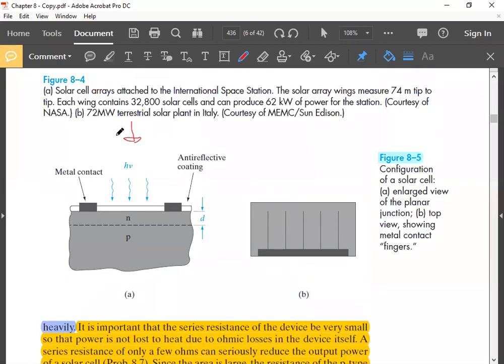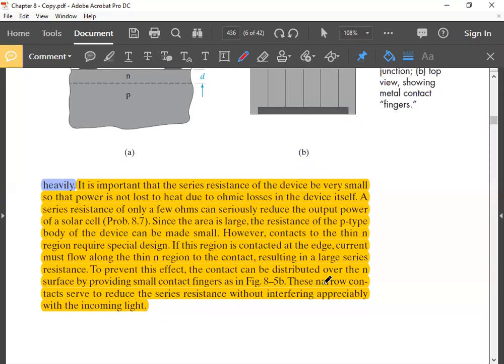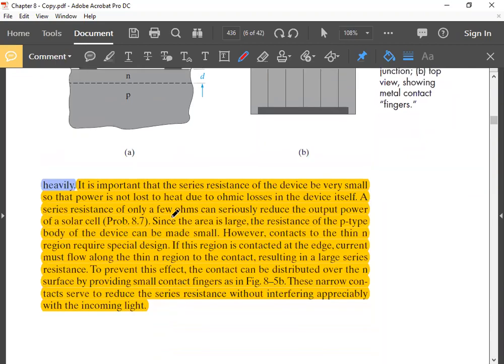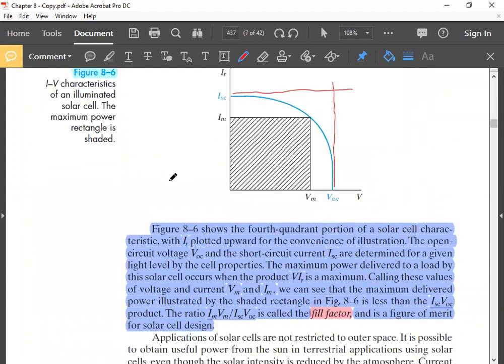This is the top view. This is the cross-sectional view, and if you look from this side, this is the top view. So these contacts are these contacts. These narrow contacts serve to reduce the series resistance without interfering appreciably with the incoming light. Since these contacts are narrow, light can still penetrate the surface through the region between the contacts. So fifth design consideration, then the last one, the sixth design consideration.